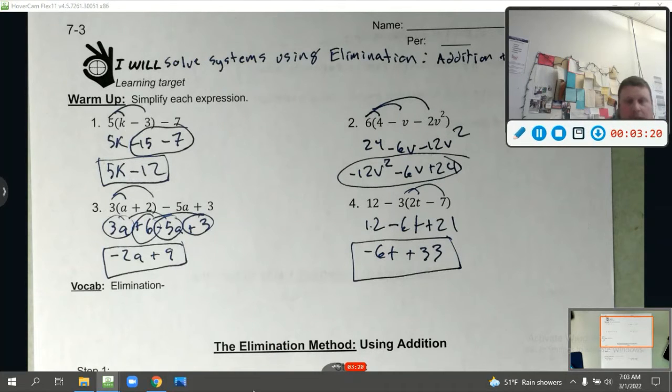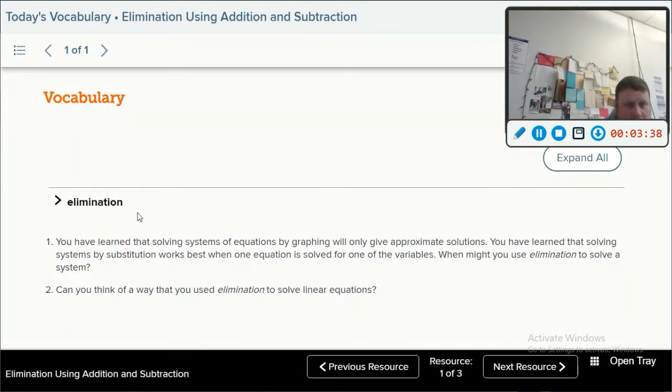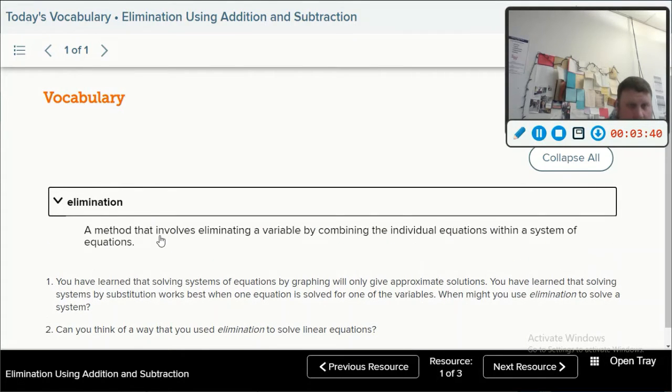Cool. And we're actually going to look at some vocab online. So take a minute. You'll notice in your vocab area right here, I'm not going to write it down on this. I've already done it. I'm just not doing it again. And this handwriting is better than mine. So write down this vocab right here: elimination. A method that involves eliminating a variable by combining the individual equations within a system of equations. Okay? Pause it. You're going to need time to write this down, so make sure you hit the pause button.